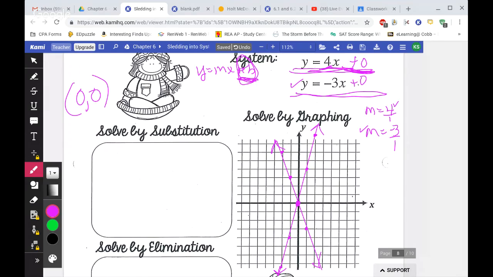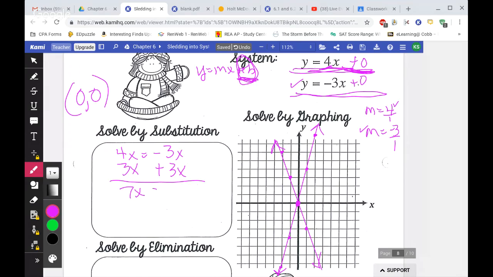0, 0 is the solution. Okay, for substitution, you have y equals 4x and you have y equals negative 3x. So for substitution, I can set them equal to each other. Because if y equals 4x and y equals negative 3x, then it stands to reason that 4x would equal negative 3x. I'm going to add 3x to both sides.